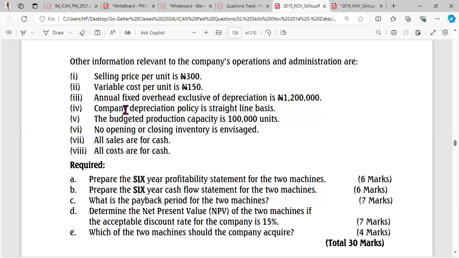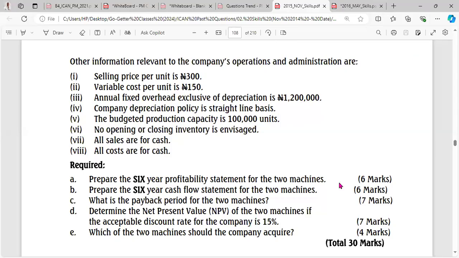Okay? Depreciation, look at this depreciation. You will need to put it in the first one to get your profit, because you are getting profit. You need to start with your selling price multiplied by this 100,000 units, less variable cost multiplied by 100,000 units, and you get your contribution. You now remove your annual fixed overhead, which is exclusive of depreciation, 1,200. You then remove depreciation.